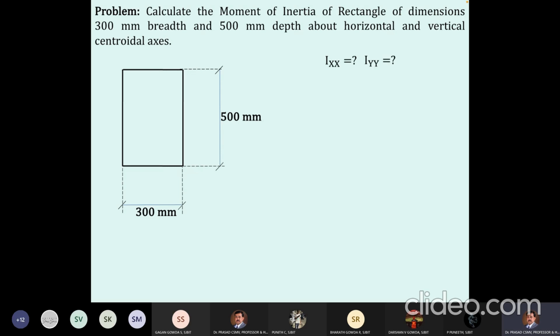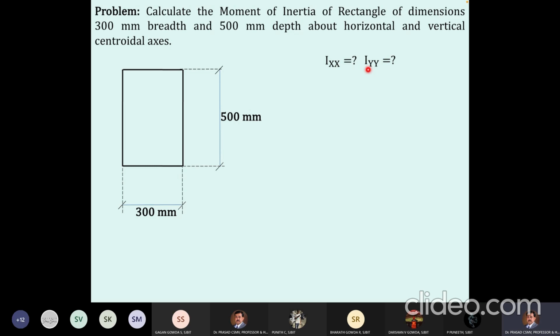What do you mean by Ixx? It is about the horizontal and vertical centroidal axes. Moment of inertia of any plane area about a horizontal centroidal axis we call Ixx. Moment of inertia of any plane area about a vertical centroidal axis we call Iyy. So Ixx and Iyy are nothing but about the horizontal and vertical centroidal axes.